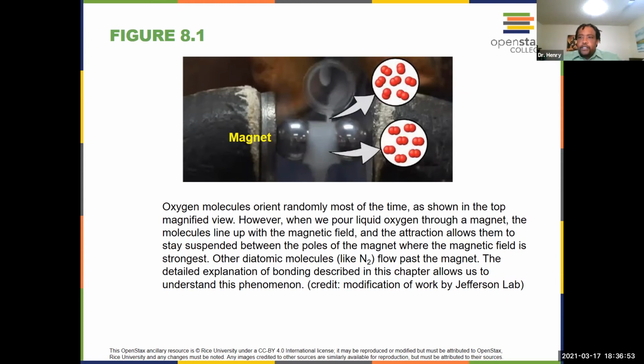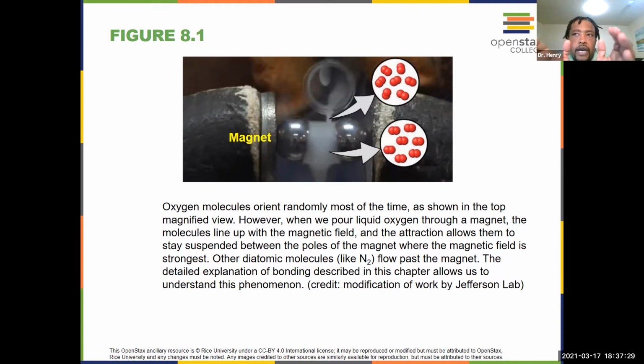Speaking of electric fields, if we put a magnet on the side of, let's say, liquid nitrogen or liquid oxygen being poured into something. If we put liquid nitrogen, nothing's going to happen. Liquid nitrogen is just going to flow right past the magnet with no effect at all. But liquid oxygen will actually suspend in the middle of the magnet, right? So kind of like what Mikey was suggesting would happen with that polar molecule.